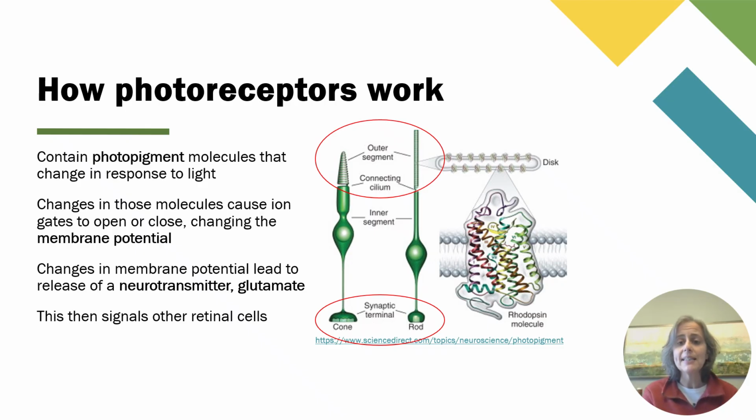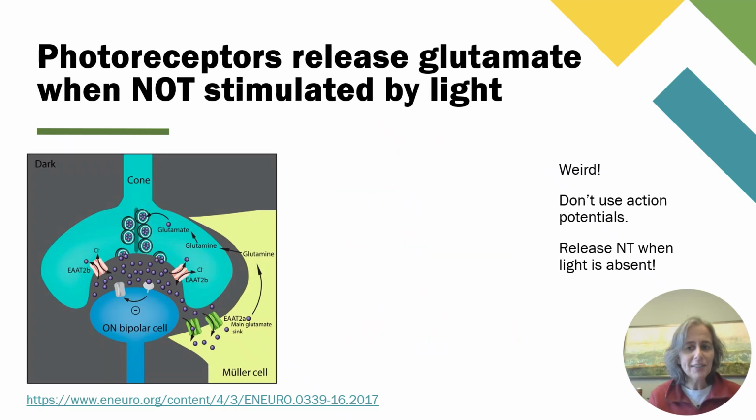And then that glutamate is going to send a signal to other cells in those retinal layers. So kind of weird, kind of interesting, no action potentials, just relative changes in membrane potential that cause you to release more or less glutamate into the next synapse. And it turns out, we kind of think of like, okay, if you're stimulated by light, then you're going to release glutamate, but actually no.